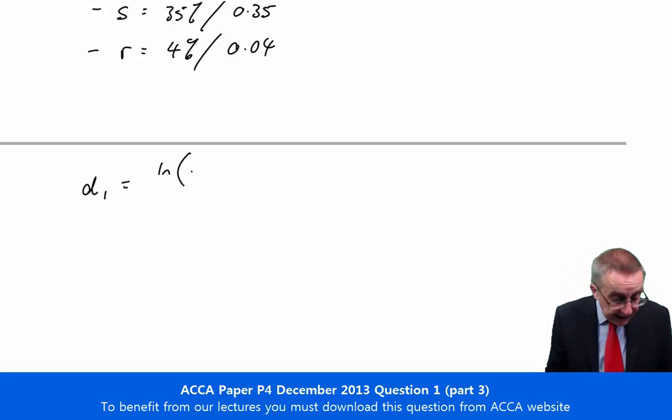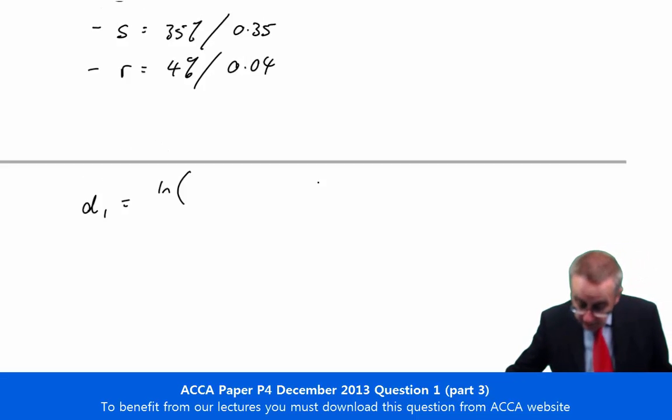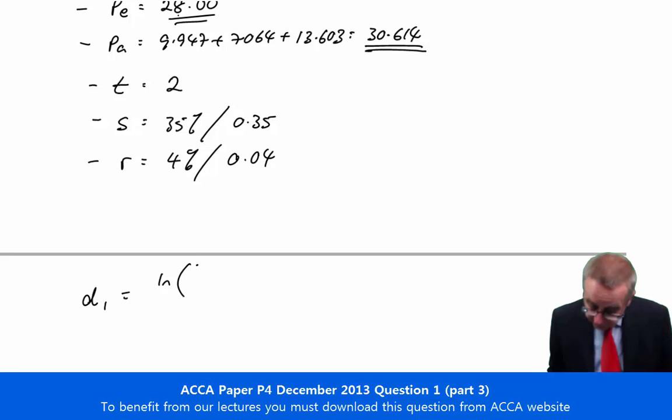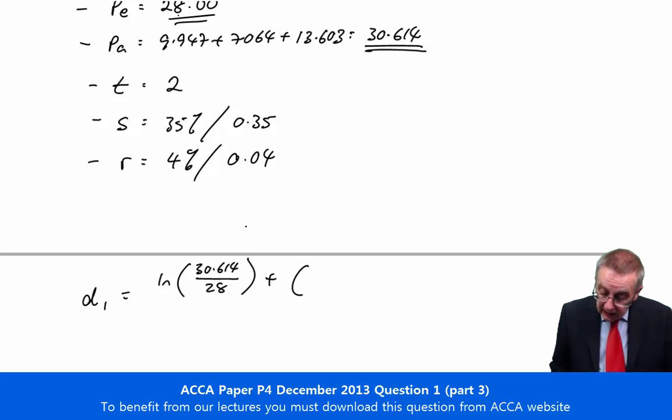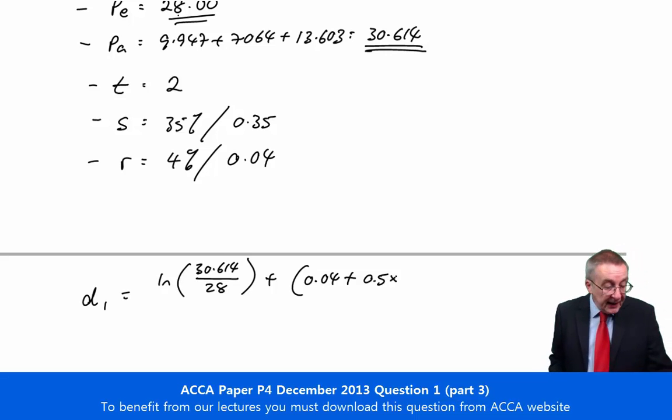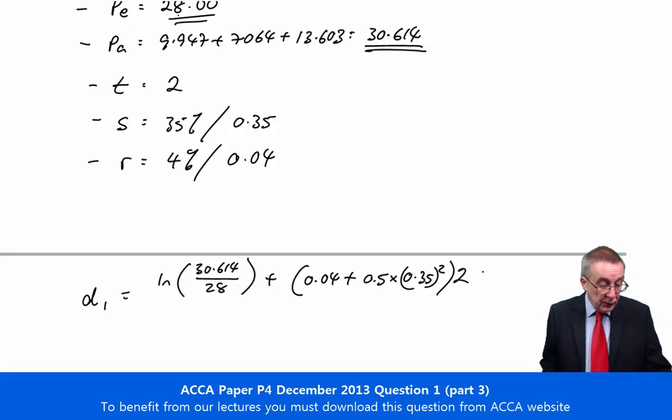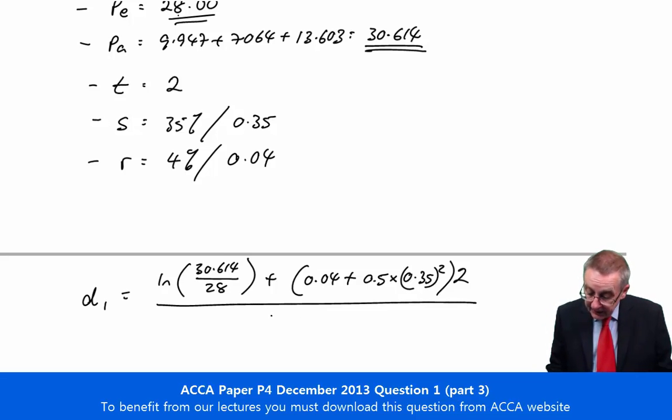It's log to the base e of PA over PE, PA 30.614, PE 28, plus R 0.04, plus 0.5 times S squared, 0.35 squared, times T, which is 2, divide by S root T, 0.35 times the square root of 2.